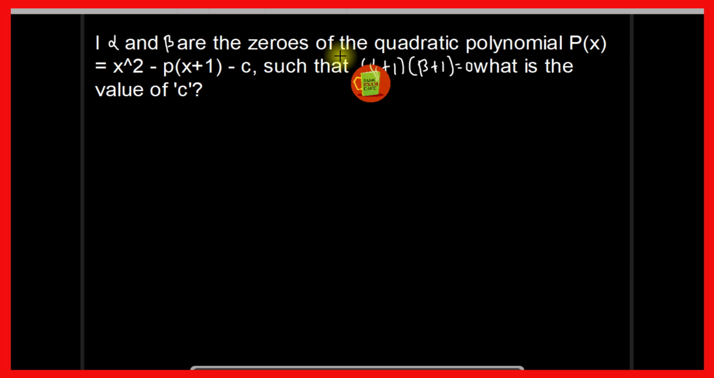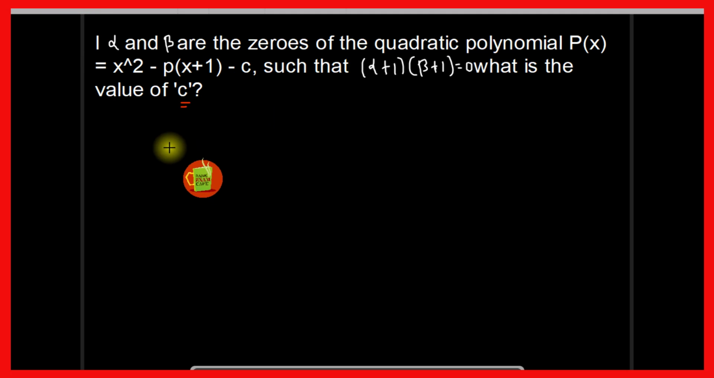If alpha and beta are the zeros of the quadratic polynomial p of x is equal to x square minus p into bracket x plus 1 minus c, such that bracket alpha plus 1 close the bracket into another bracket beta plus 1 close the bracket is equal to 0, what is the value of c?